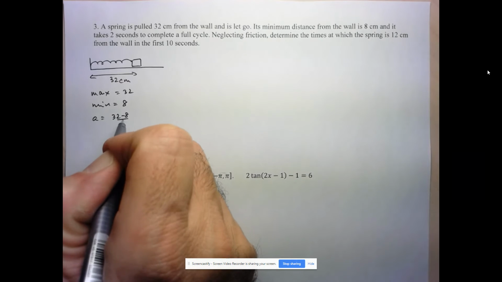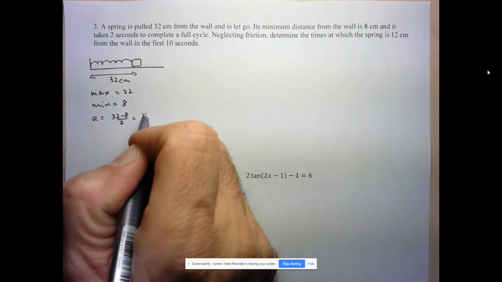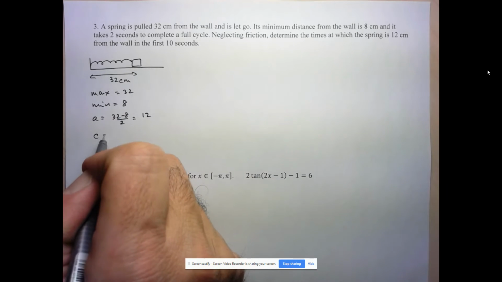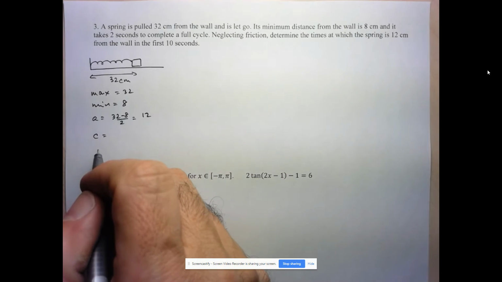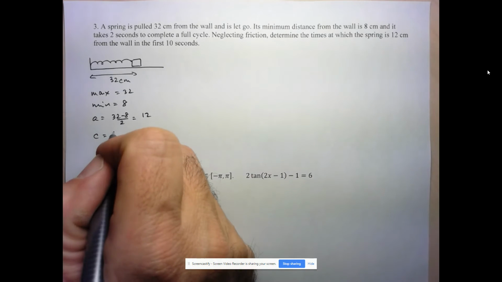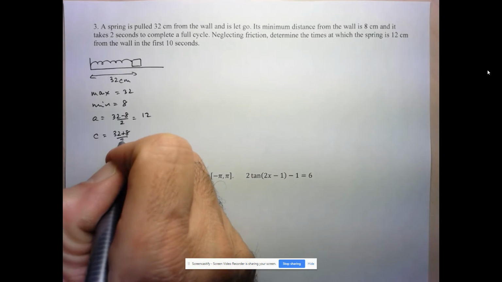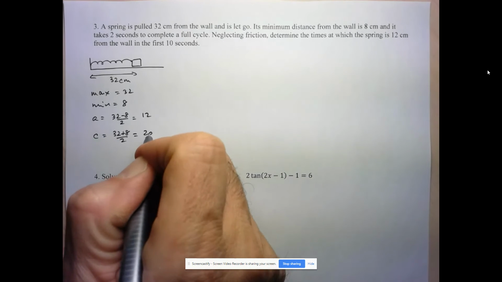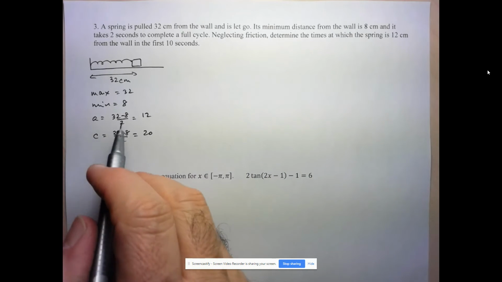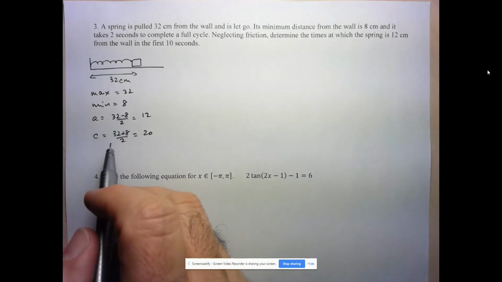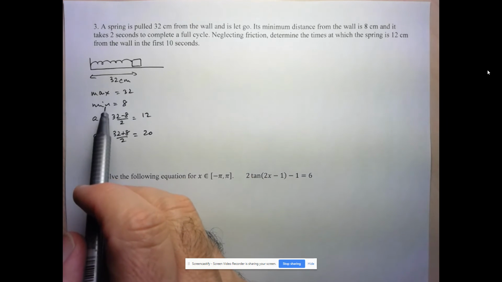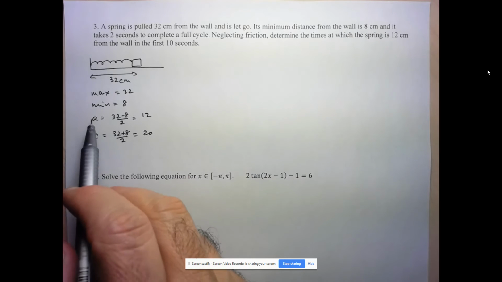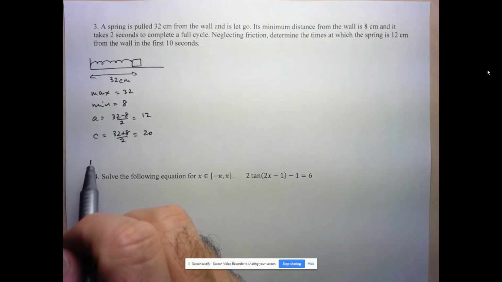32 minus 8 divided by 2, so 24 over 2 is 12, and that was our amplitude. We can determine the C value, which is essentially the location of the axis, and that's going to be 32 plus 8 divided by 2, so 40 divided by 2 is 20. Notice I'm solving this whole problem without actually having to graph it. I'm just using the connection between the characteristics of the function and the parameters found in the function themselves.